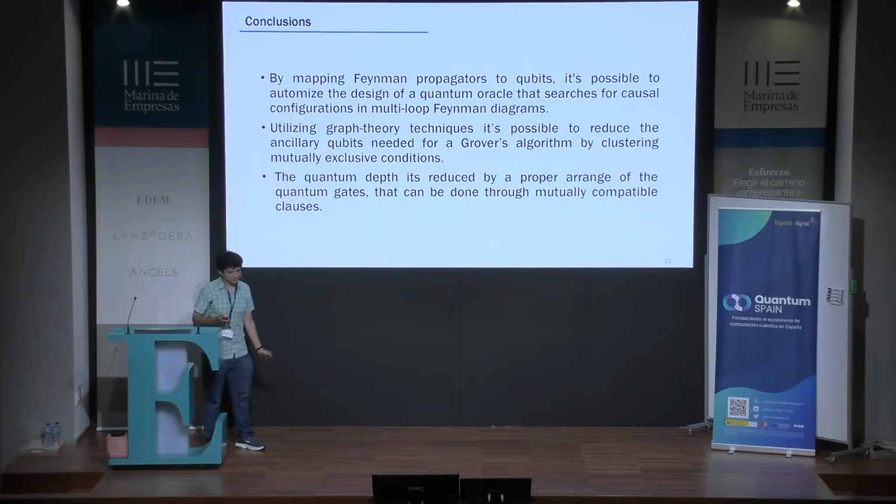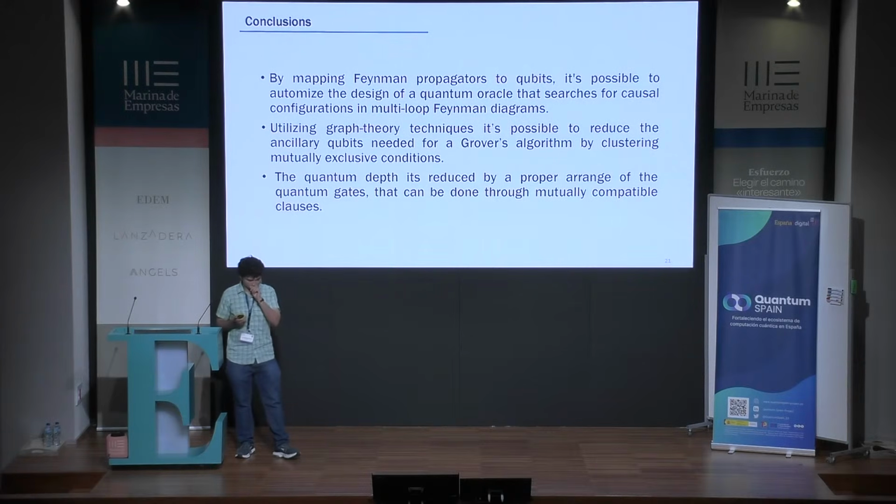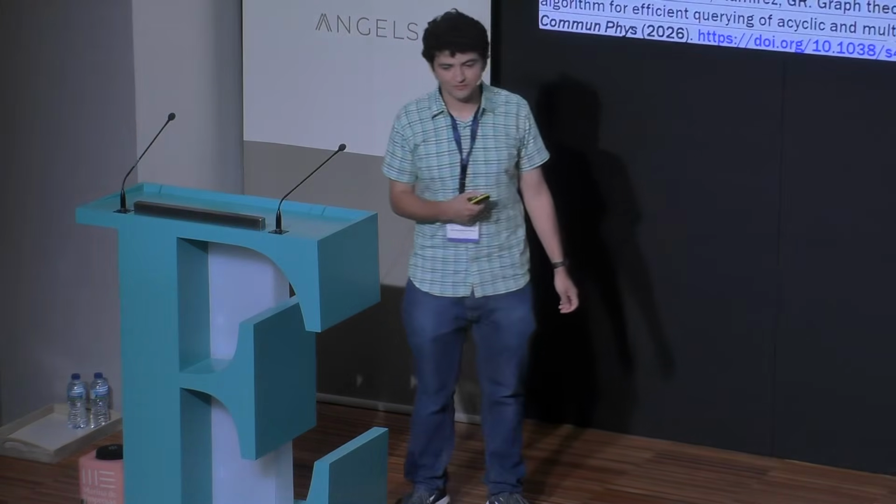So what we found is that by mapping Feynman propagators to qubits, we can automate the design of the oracle for finding causality in the loop duality in Feynman diagrams. The graph theory techniques help us to determine ways of reducing the qubits needed to do this kind of work and to find the minimum depth possible. So, thank you.